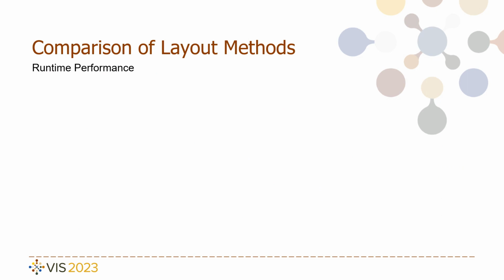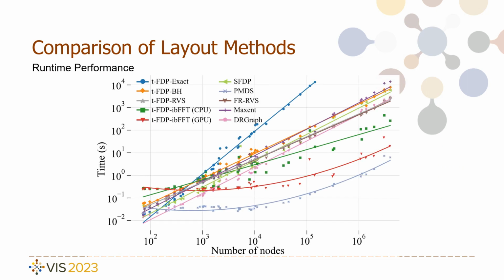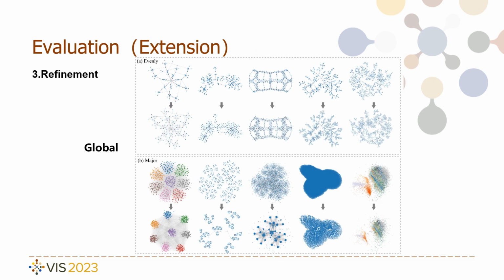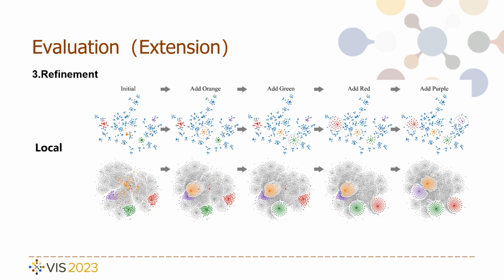For runtime performance, the GPU version of the IBFFT based TFDP is 2 orders of magnitude faster than other methods on large graphs, except PMDS, which is a linear method with bad layout quality. In conclusion, our TFDP model is able to generate high quality layouts for most graphs while being extremely fast to compute. Besides, our TFDP model can be further extended for better supporting the interaction exploration of graphs.